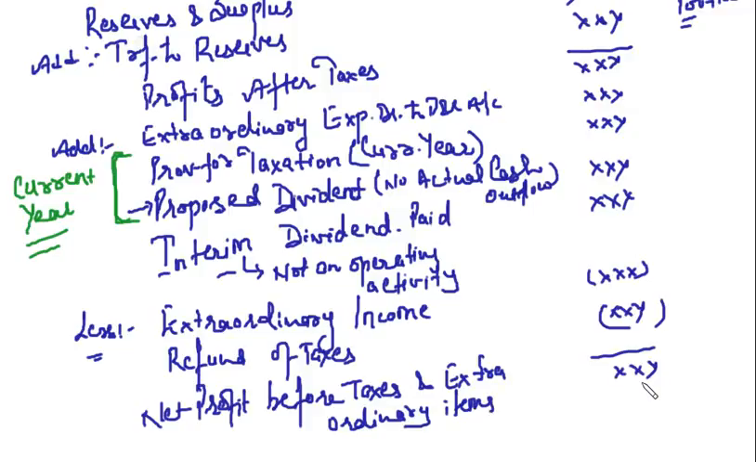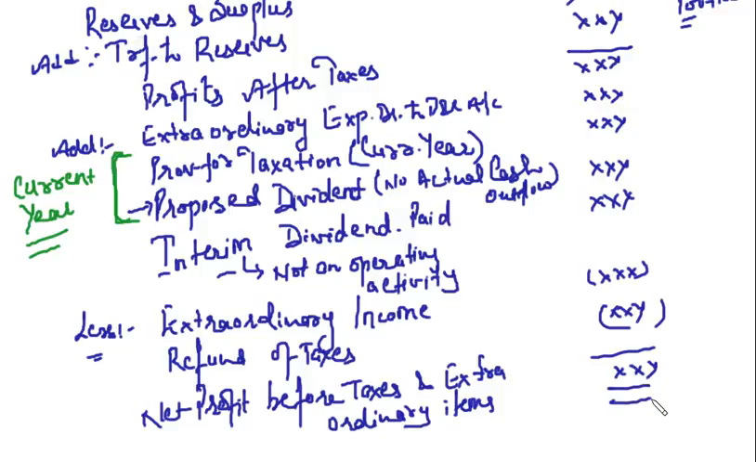You have to just see the items which are related to profits, right? Provision for taxation is related to profits. So we will deal with it while calculating the profits. Proposed dividend is paid on profits. So we will deal with it while calculating the profits. Interim dividend, again dealing with profits. Refund of taxes, again dealing with the profits. Any extraordinary expense or income, that will affect the profits. Right? So what we get here is net profit before taxes and extraordinary items.